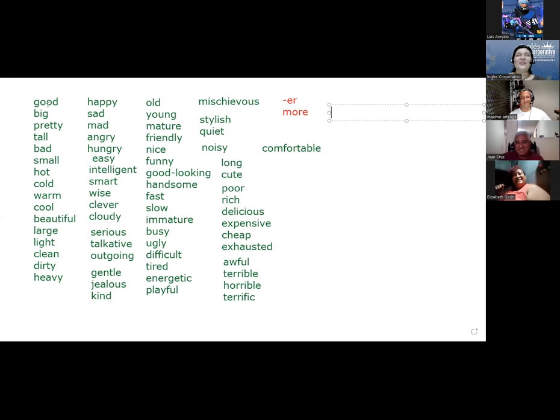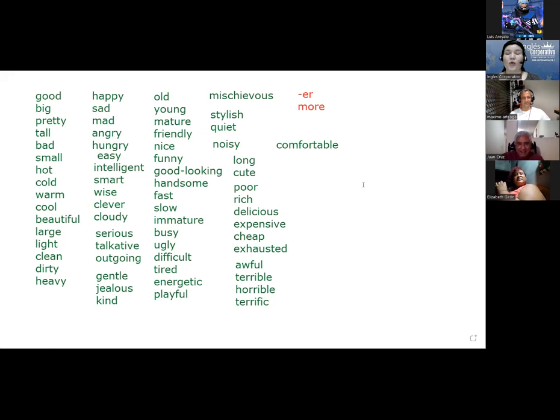Good. So, in these cases, we are going to study a bit about the different transformations that we do to the adjectives, right? We're going to go over this and study the difference. For example, what will be the comparative for big? Bigger. For pretty? Prettier. For tall? Taller. For bad? Worse. It's worse, not badder. For small? Smaller. For hot? Hotter.